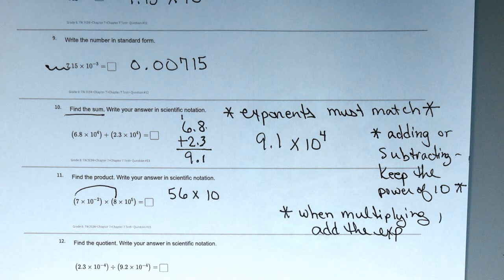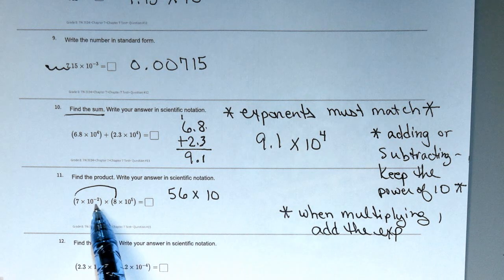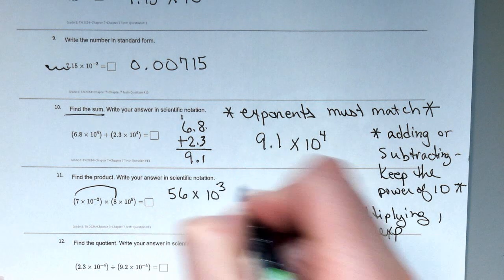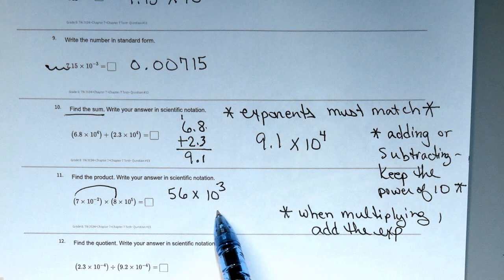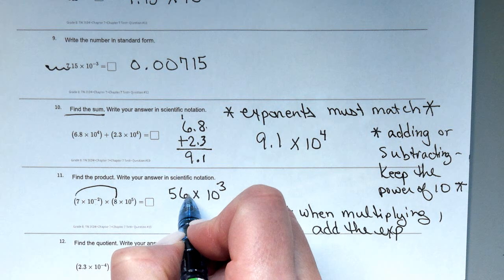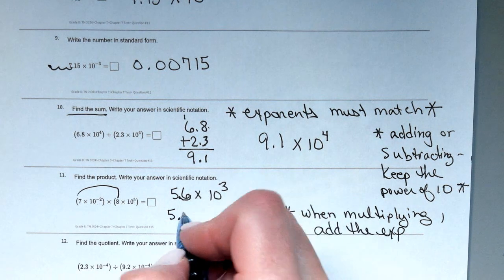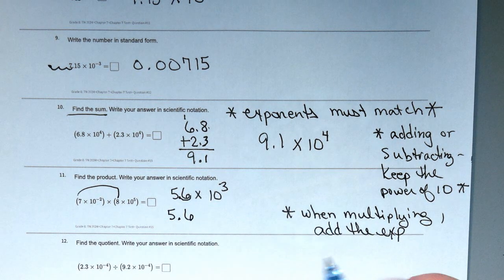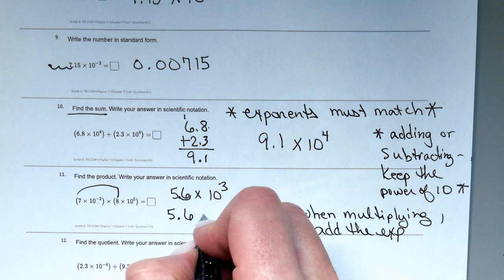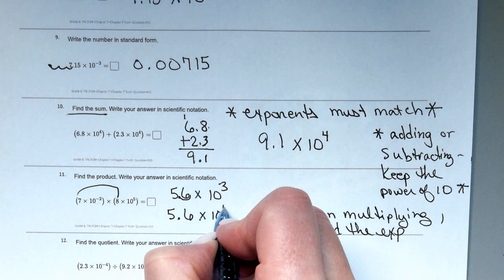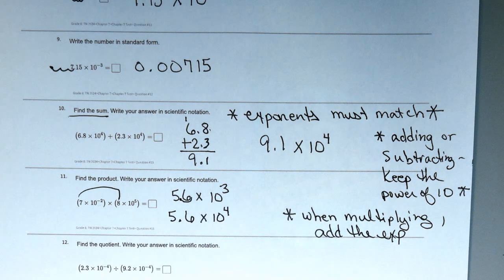Okay, so we are multiplying 7 times 8, and then we said we're going to add the exponents. So I have negative 2 and 5. So negative 2 plus 5 is 3. Some people put this in for the answer, but this is not in scientific notation. Remember, the decimal has to be right here. It has to be a number greater than or equal to 1, but less than 10. So I'm going to make it 5.6, and when my decimal moves to the left, my exponent increases. So 5.6 times 10 to the 4th.